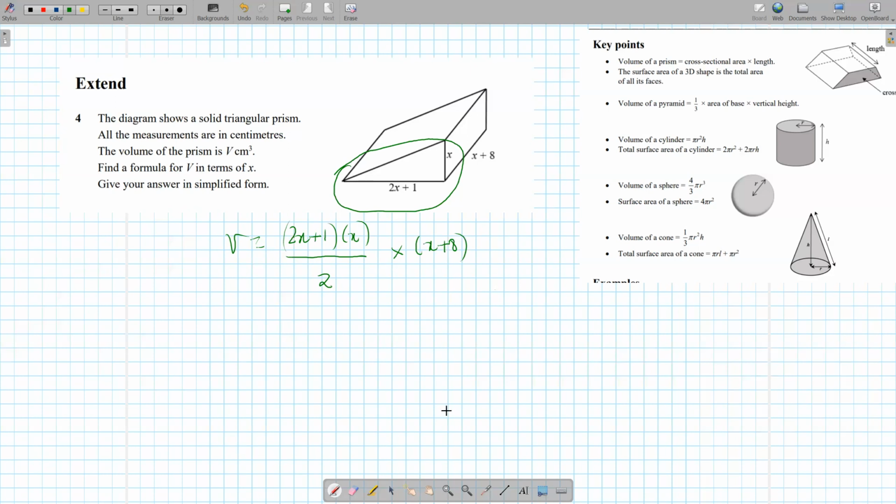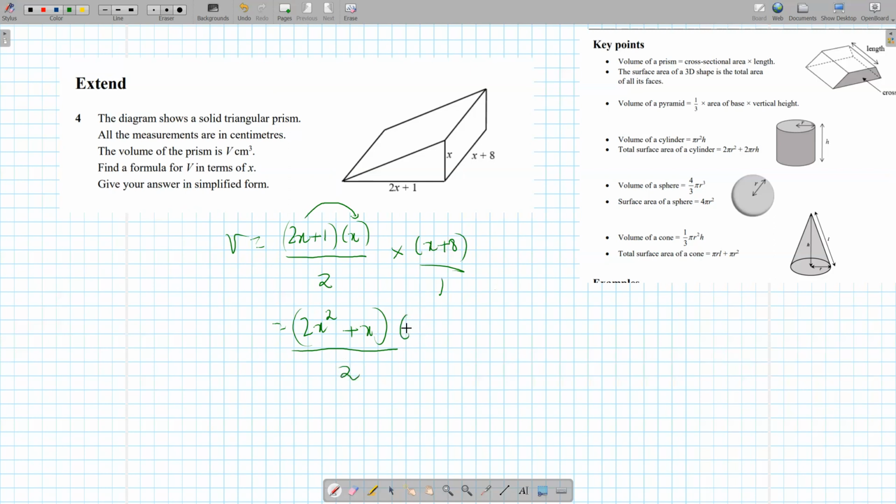Now, do you remember how to multiply variables? What is 2x times x? 3x? No, it's not. Try again. 2x plus x is 3x, not 2x times x. 2x times x is 2x squared. What's 1 times x? That's just x. So when we multiply these two, we get 2x squared plus x, over 2.